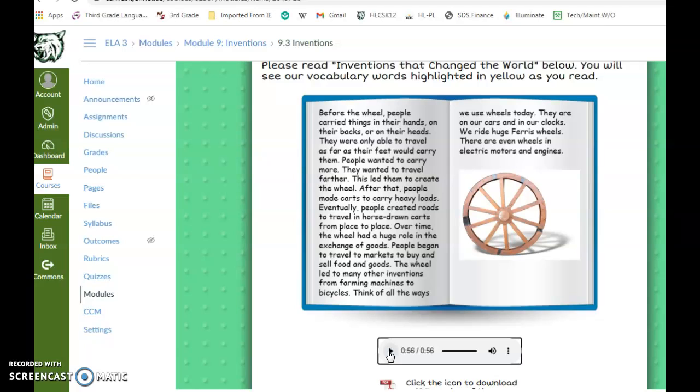But I also think it's interesting that because of the wheel invention, that led to other inventions. Because as people were buying and selling and trading goods, then they were having to create other things, some smoother roads or ways to farming machines and bicycles. So I think that that's very interesting.